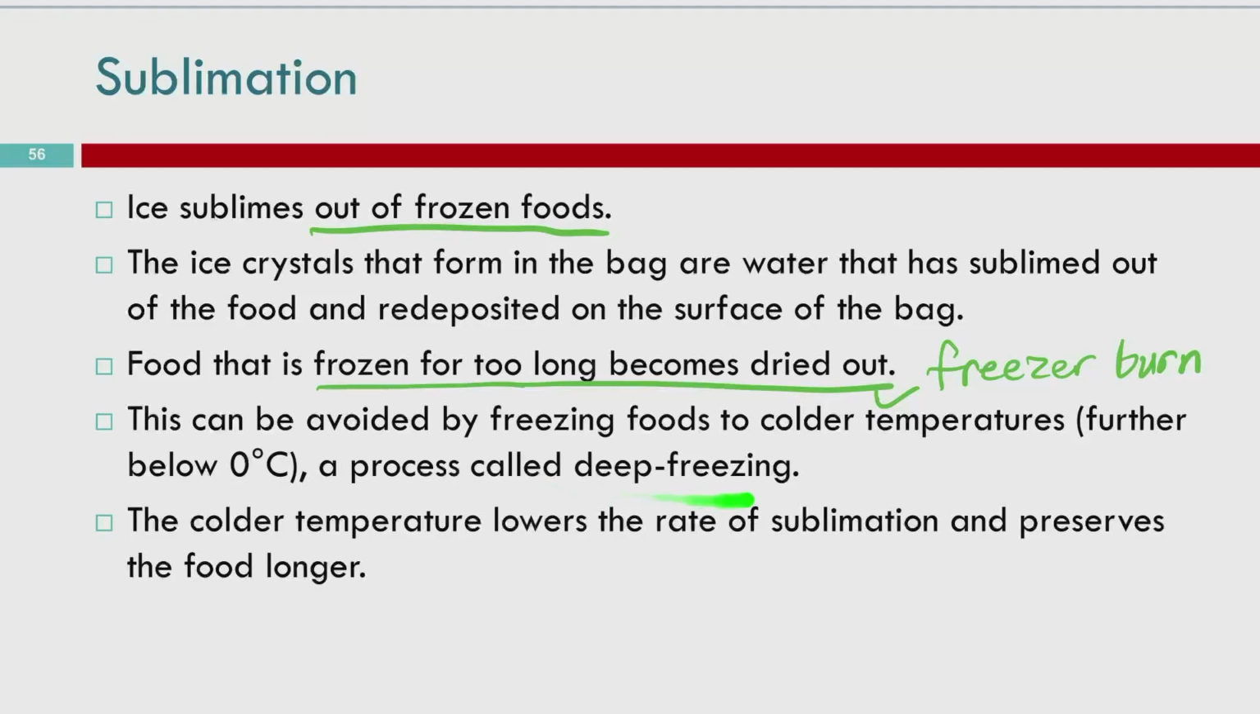If you take things to much colder temperatures, that would be deep freezing, and that will decrease the rate of sublimation, and so it will stay frozen longer. You probably don't have a deep freeze unless you specifically went out of your way to buy one, because you knew that you were going to be freezing things for a really long time. So colder temperatures lower the rate of sublimation and preserve your food longer.